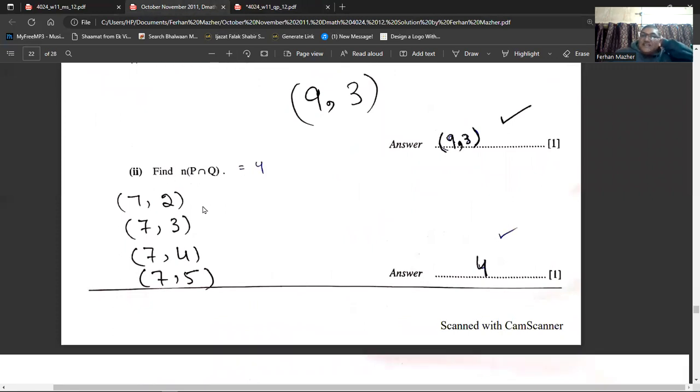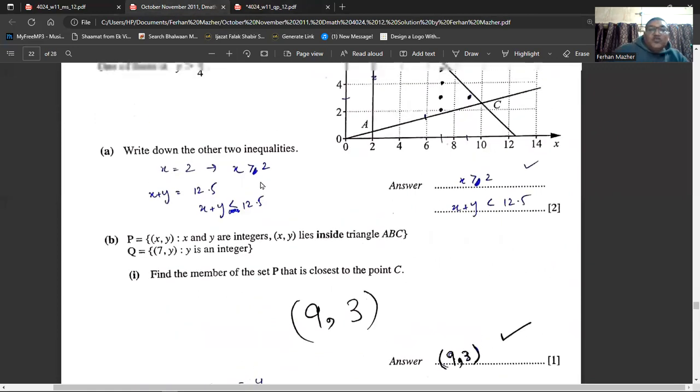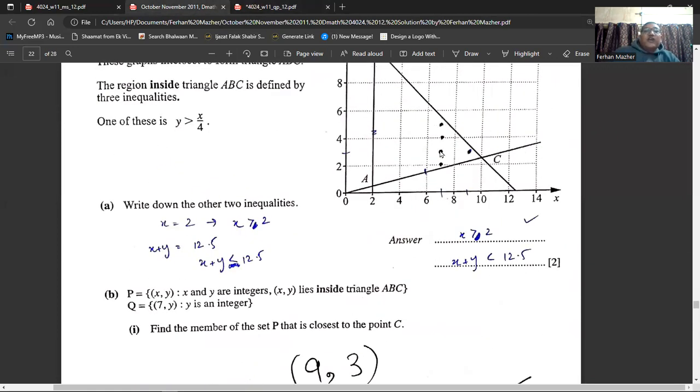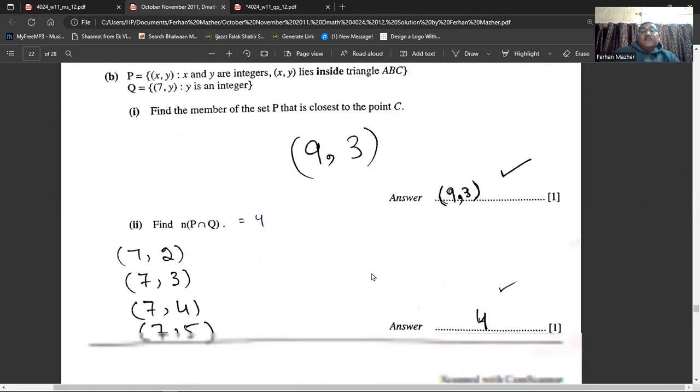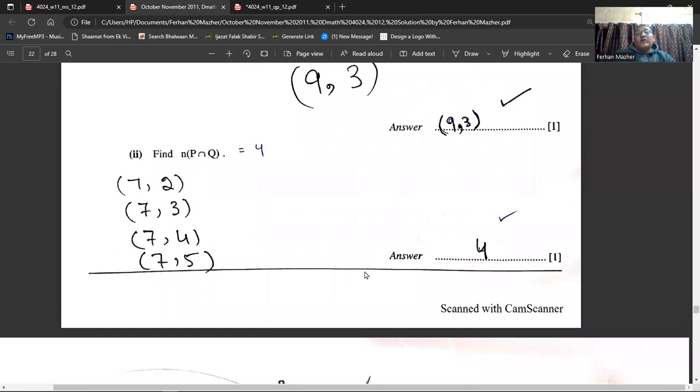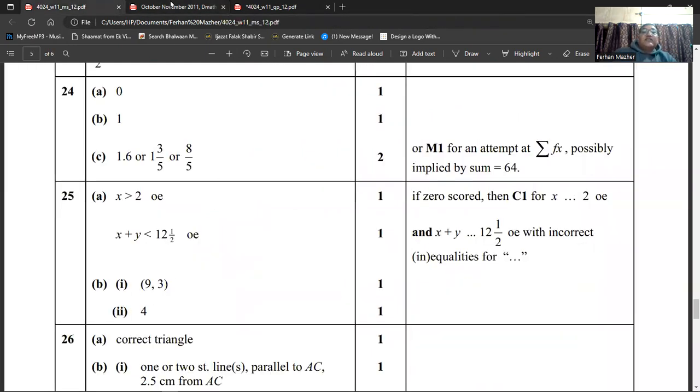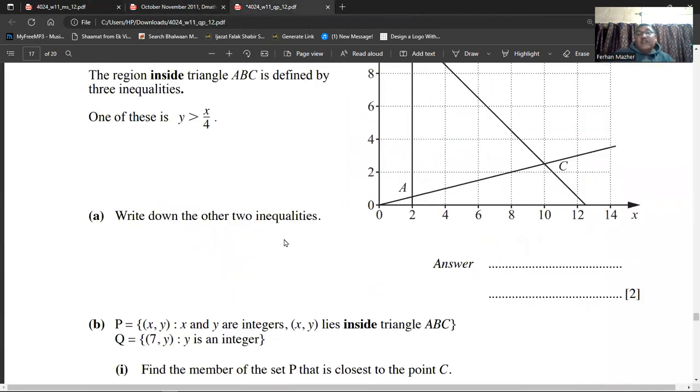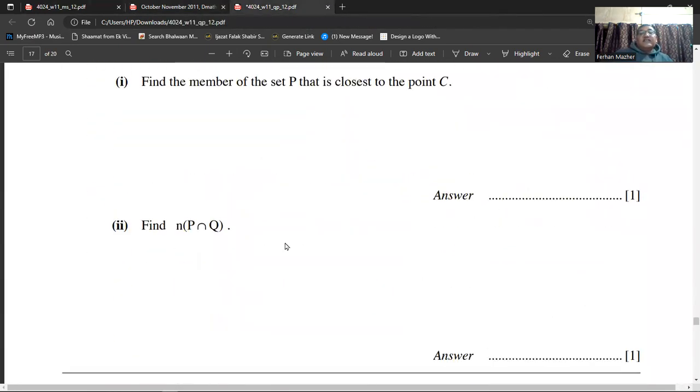Then he says find how many members are in P intersection Q. So P intersection Q are these points, because they satisfy P and they also satisfy Q. So how many are they? This is 7 comma 2, 7 comma 3, 7 comma 4, and 7 comma 5. So these are 1, 2, 3, 4. These are 4 points. So our answer is right. This thing is a little tricky.